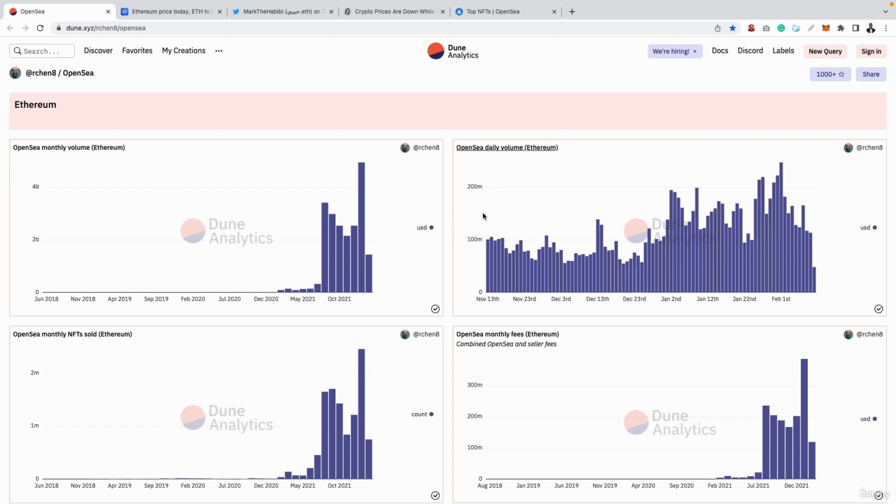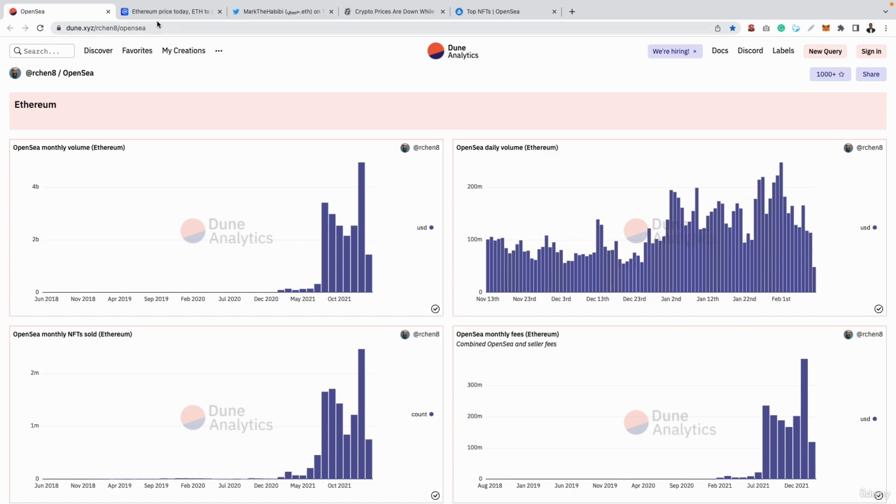This is in USD millions, and you can basically see how much money is being spent on OpenSea every single day. And as you can see, recently, the volume on OpenSea has been going downwards. It is declining. This is an indication that we are currently in a bear market. Volume is on a downwards trend.